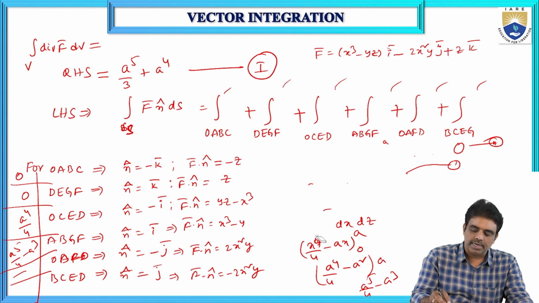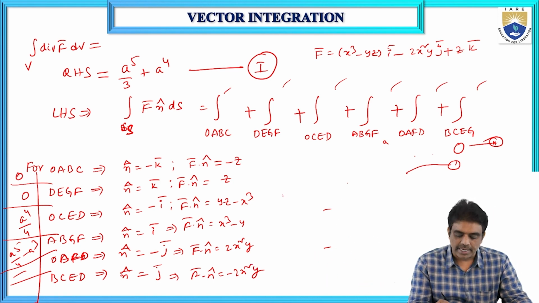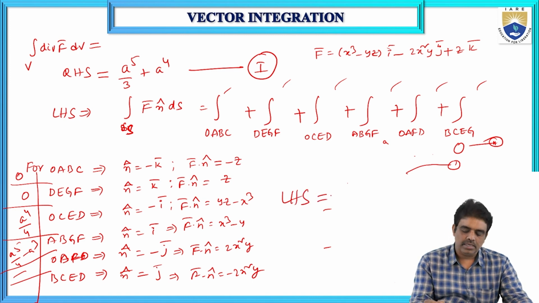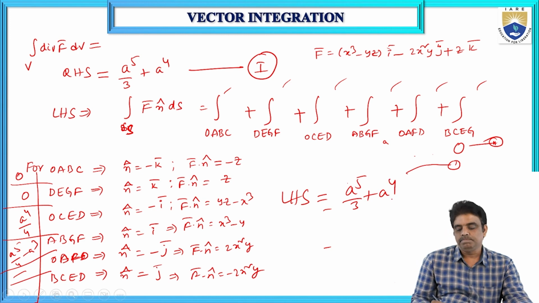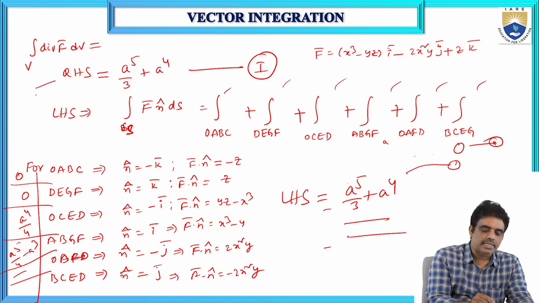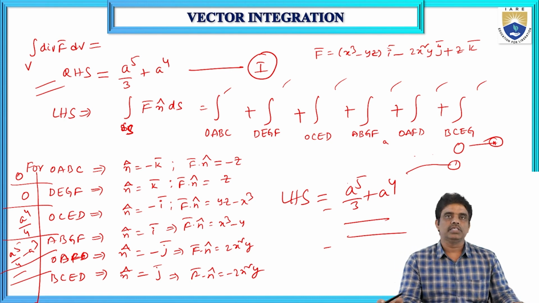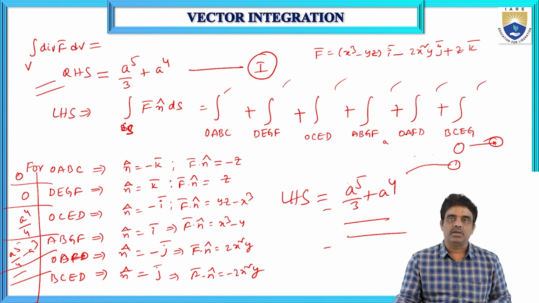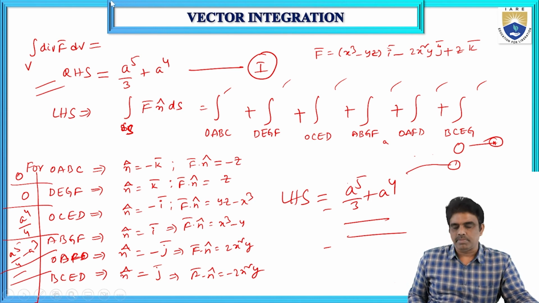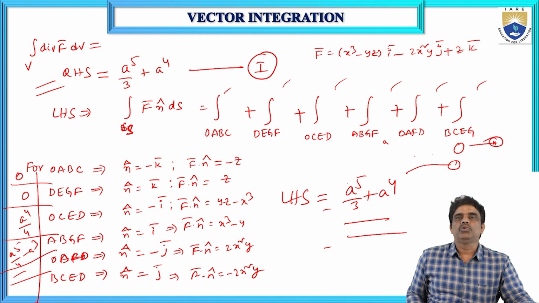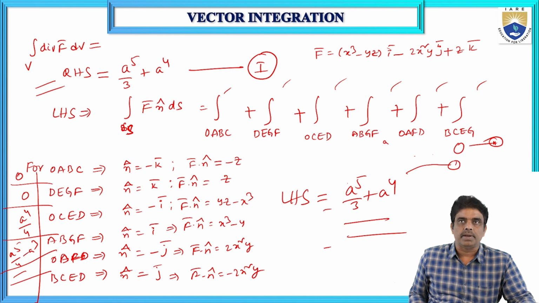Then you will get the values of RHS and LHS, and that is seen as a power 5 by 3 plus a power 4. When the two values, LHS and RHS, are the same, then the Gauss divergence theorem is verified. In this way, you can solve problems on the Gauss divergence theorem. In the next class, I will do the remaining problems, or I will do them in the question bank. So note down the problems and try to solve them.